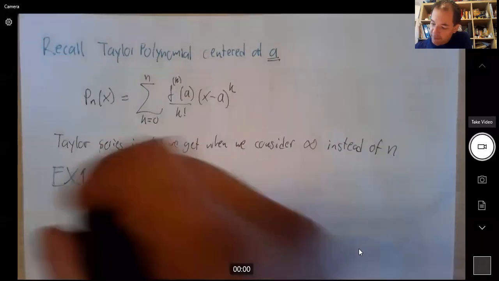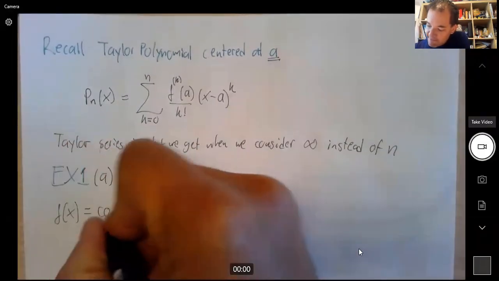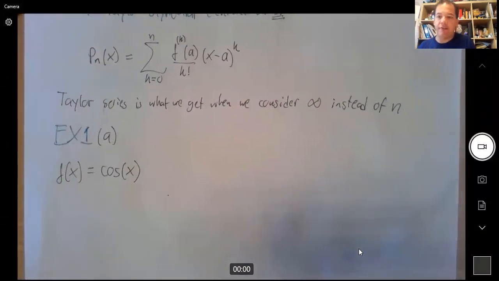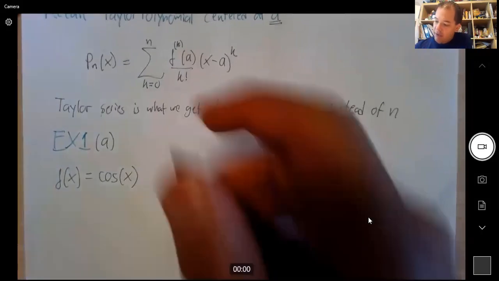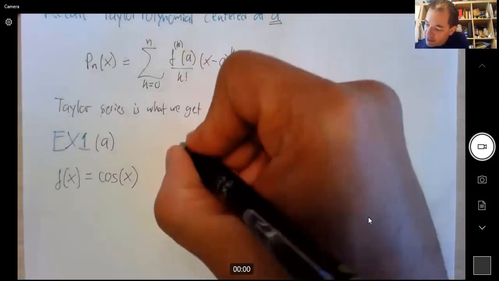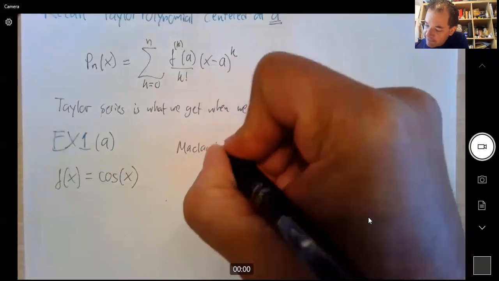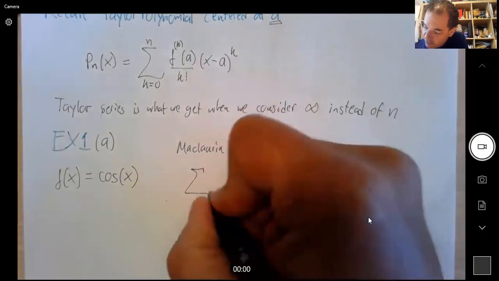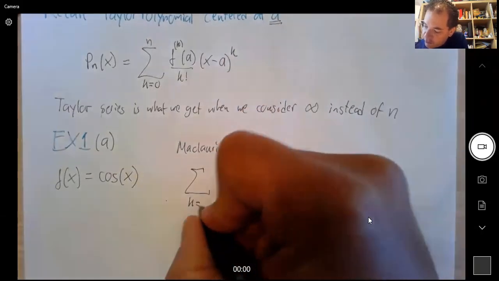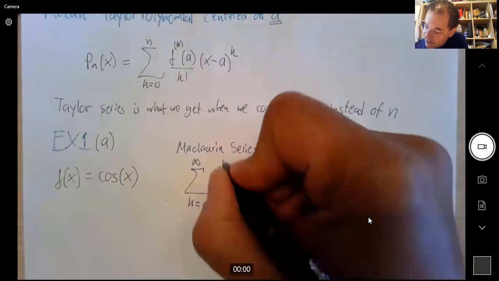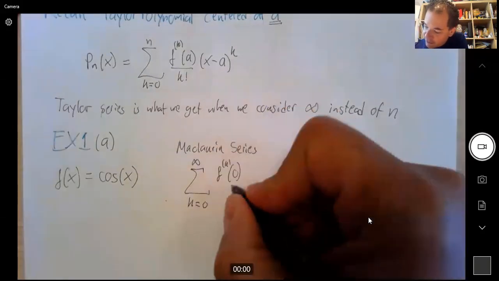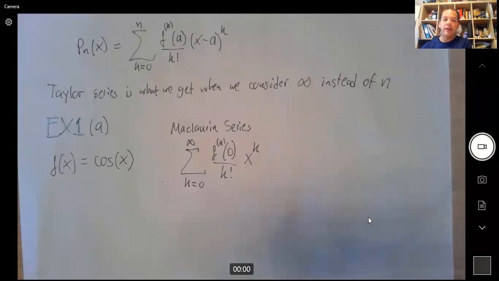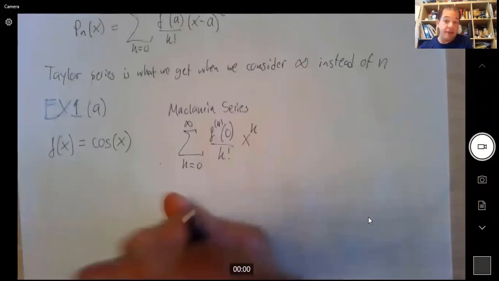The function is cosine x. And then, just like we said, all we need to do is figure out the Maclaurin series. For the Maclaurin series, the center is 0. So this is what we need: the series from k equals 0 to infinity of the kth derivative evaluated at 0 divided by k factorial times x to the power k. All right? Now, as usual, let's simply gather up the ingredients.